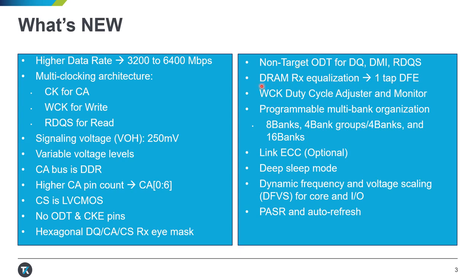Another big change is that in the DRAM RX for DQs, we have equalization. This is something new for LPDDR5. We have one-tap DFE. We also have a WCK duty cycle adjuster and monitor to improve the WCK duty cycle. You have programmable multi-bank organization and also link ECC to increase the robustness of the channel. Both RX equalization as well as link ECC are optional features.